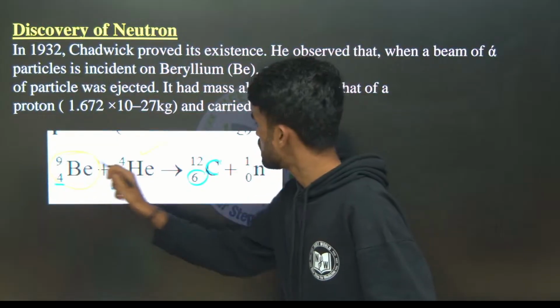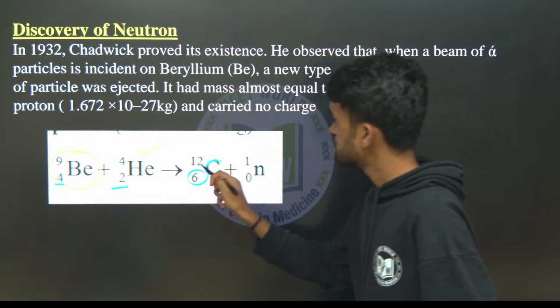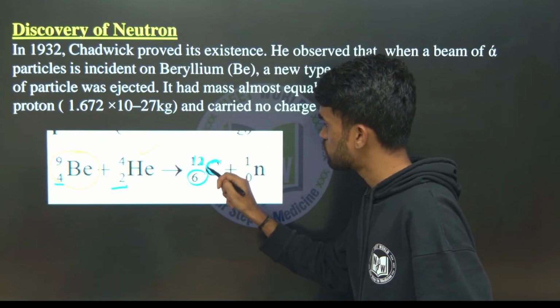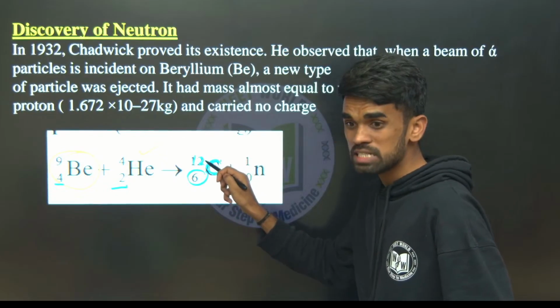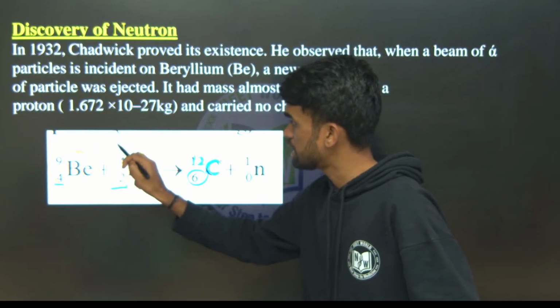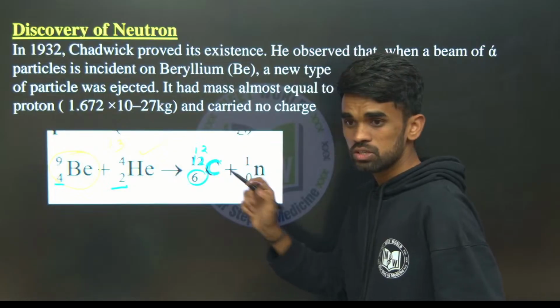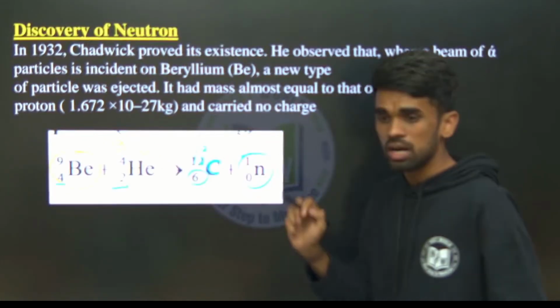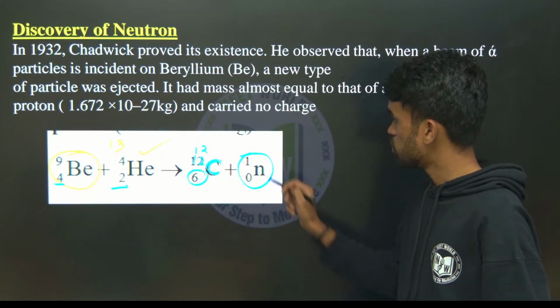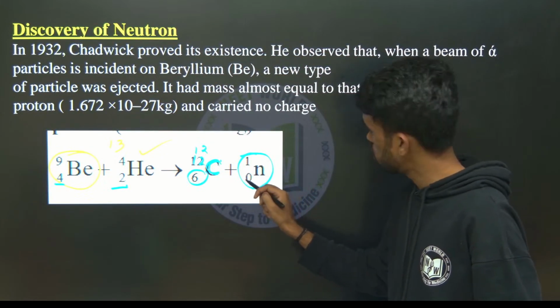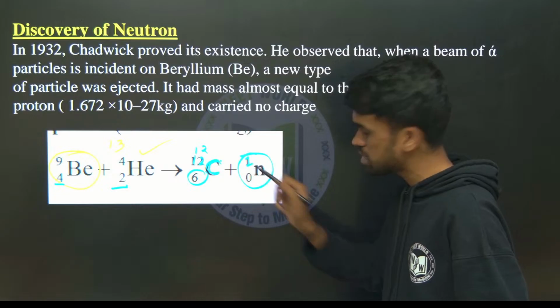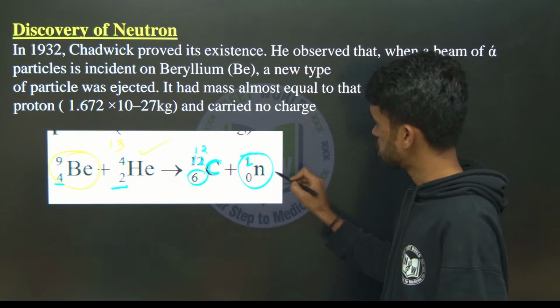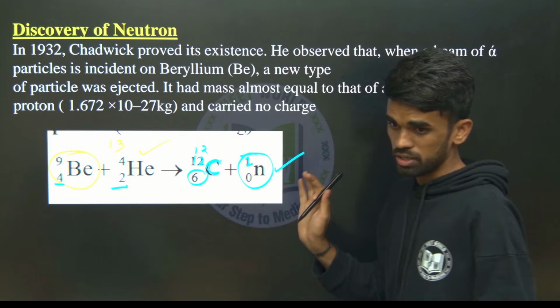And add this 13. We got carbon 12, and one mass number is missing. On this side you are saying 13, here it is only 12. So one mass unit is missing now, and that is for the new particle called neutron. What is the charge of neutron here? 0, and this number indicates mass. So this is the discovery. The reaction is important here, remember.